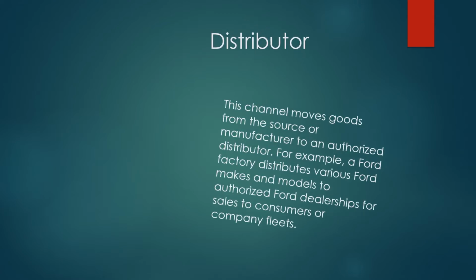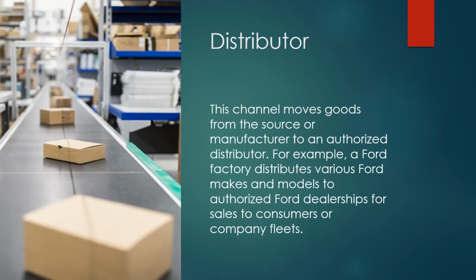Number 3. Distributor. This channel moves goods and products from the manufacturer to an authorized distributor. For example, a Ford factory distributes cars, trucks, and models to authorized Ford dealerships for sale to consumers and companies.